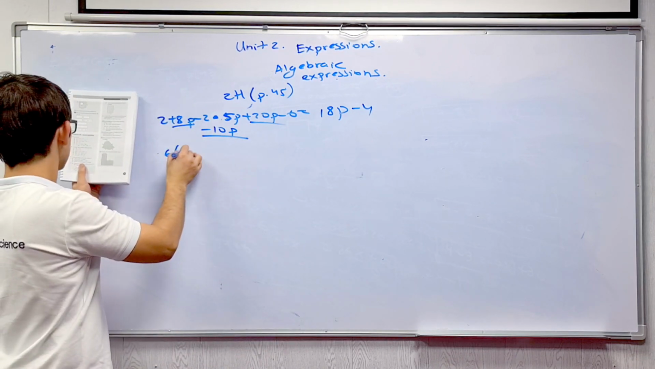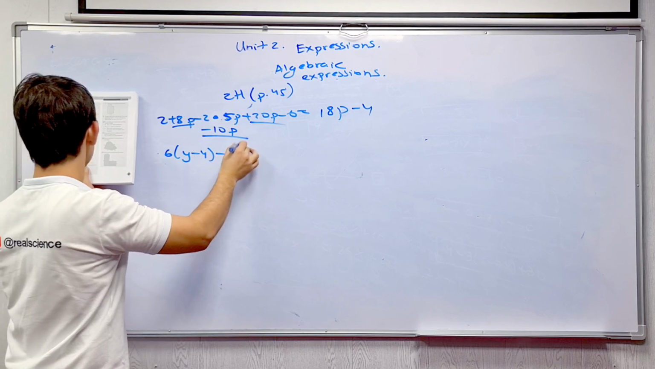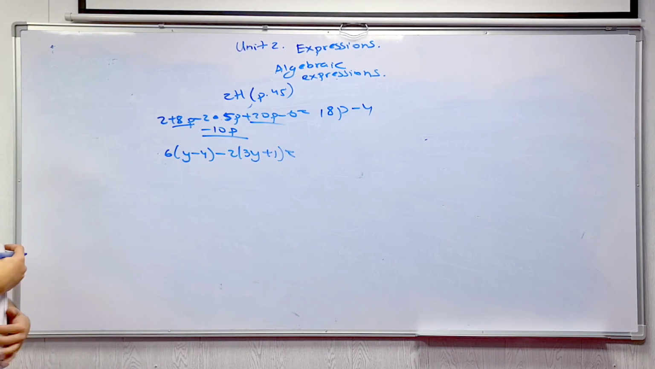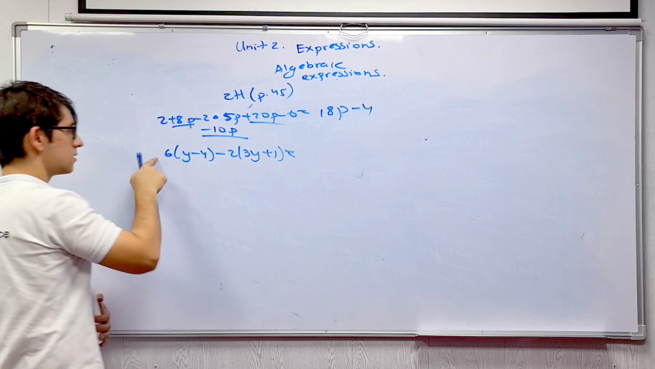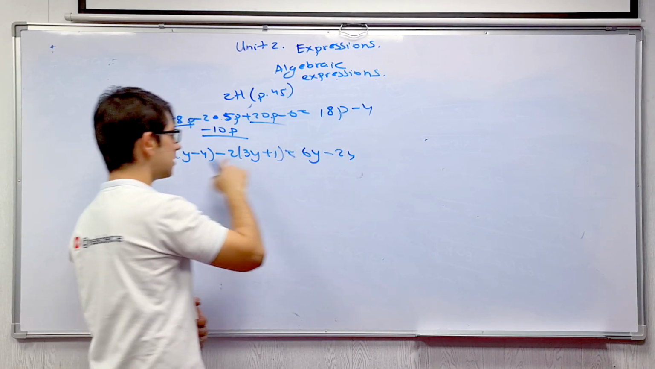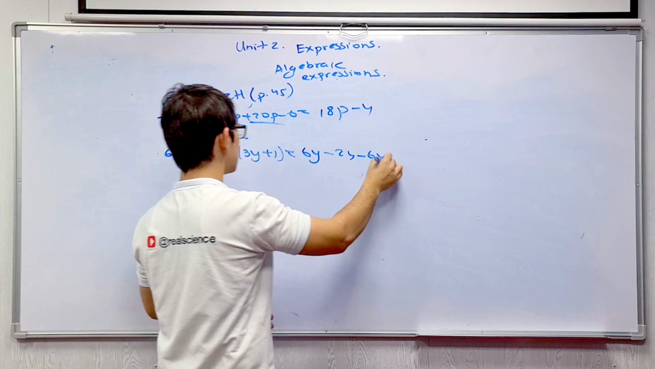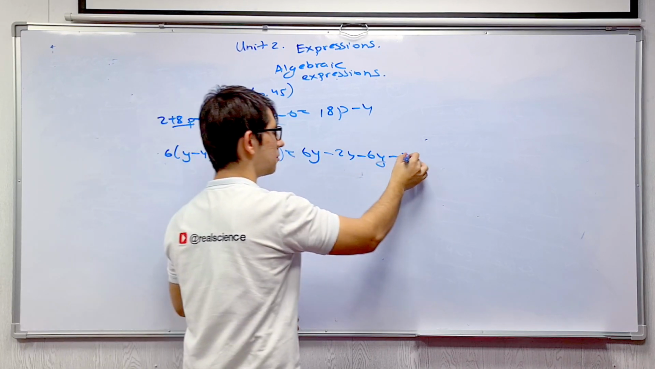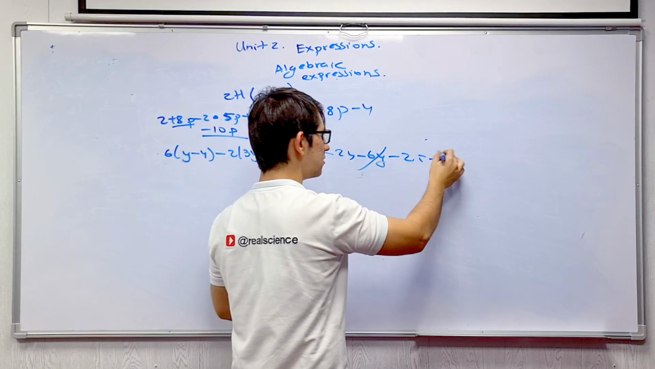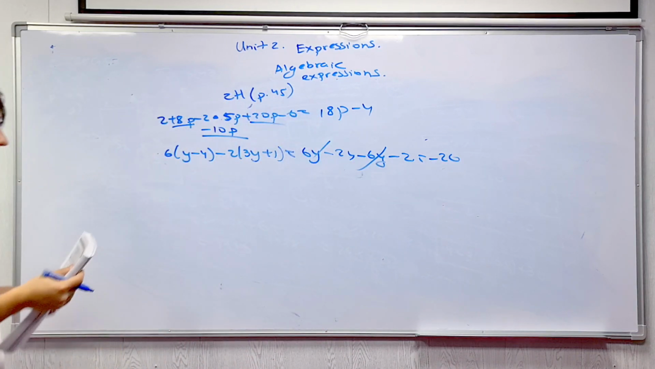So 6y minus 4 minus 2 times 3y plus 1. What should you do first? Brackets. Open the brackets, right? Yes, open the brackets. 6y minus 6 multiplied by 4? 24. Minus 2 times 3y? Minus 6y. Minus 2 plus 1? Minus 2. 6y minus 6y, that happens cancellation. Minus 24 minus 2? Minus 26, right?